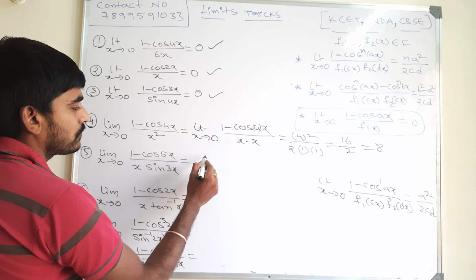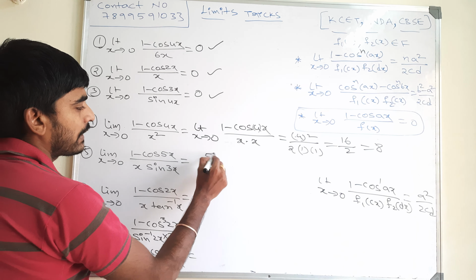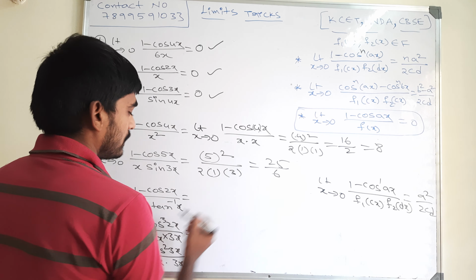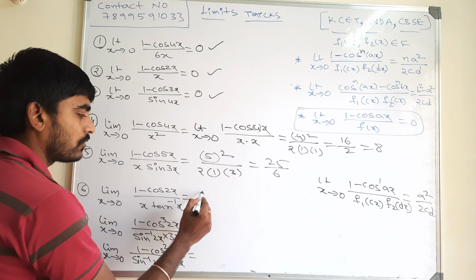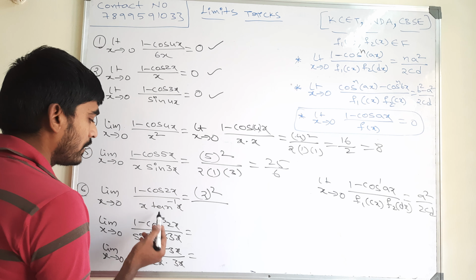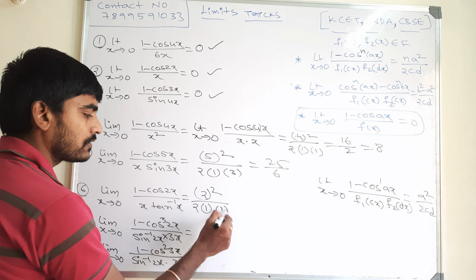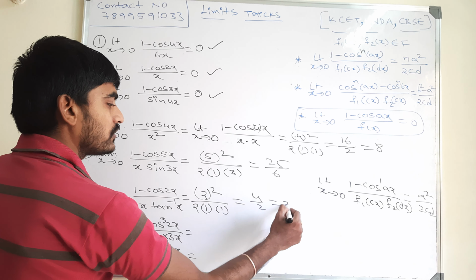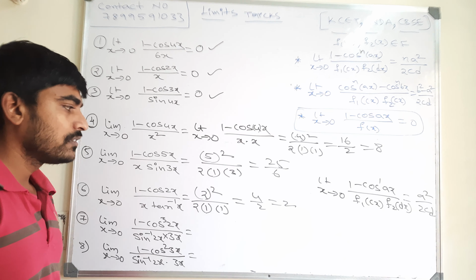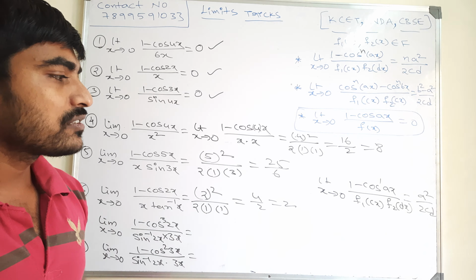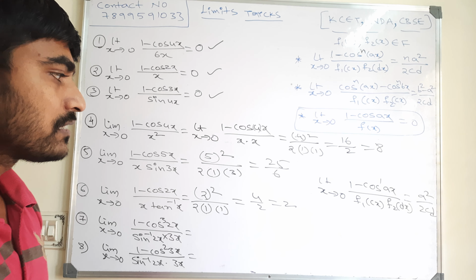What about this question's answer? Same. What is a square then? 5 square divided by 2 of x coefficient 1, sin 3x, so here 3. So 25 by 6. What about this one now? 2 square whole divided by 2 into x coefficient 1, tan inverse x, 1. So 4 by 2 is 2. How much time do you need? Some people won't even do this calculation, they will directly write the answer.